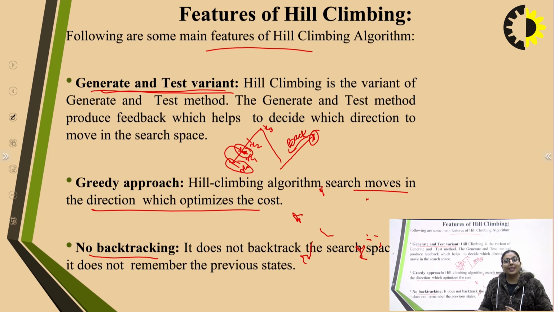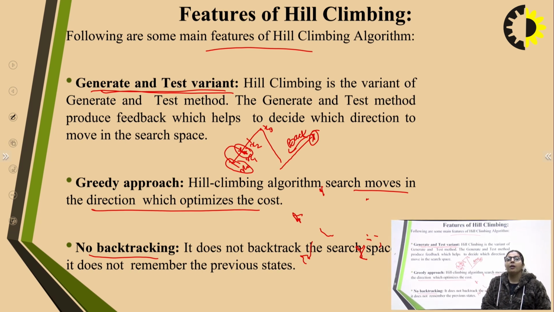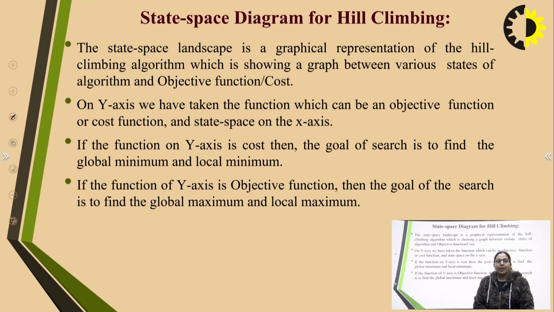Because it does not consider or remember the value of the previous state, that's why there is no backtracking. So let us understand the state space diagram of the hill climbing algorithm.